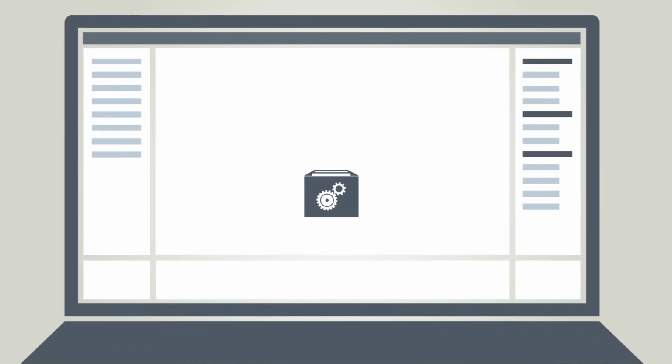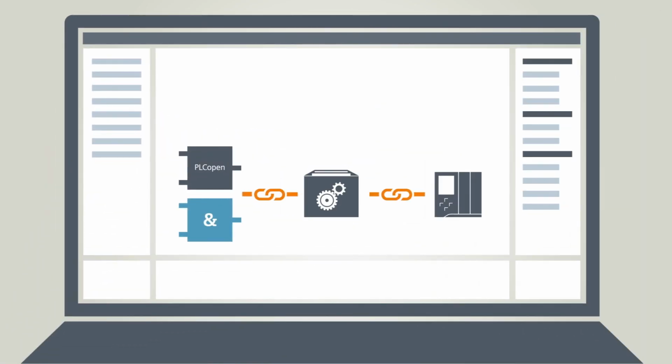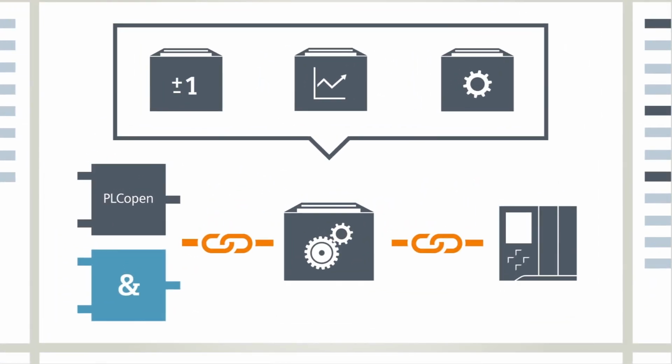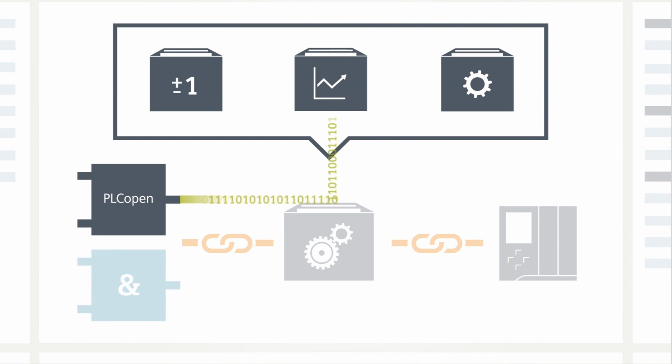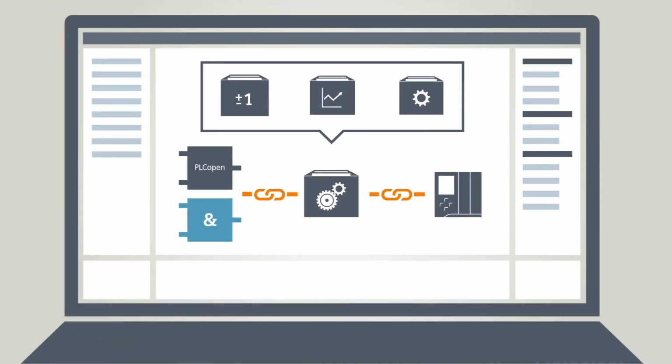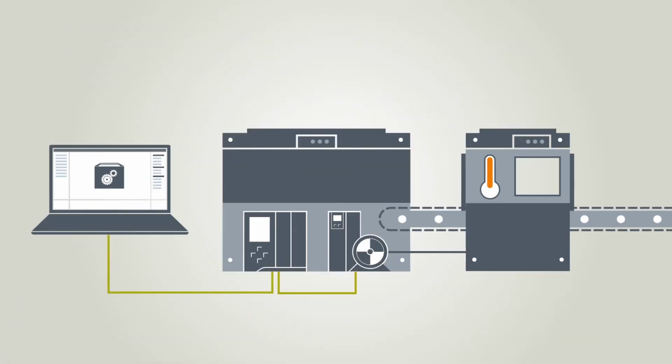These technology objects form the interface between the hardware and the user program and are available for counting and measuring, PID control and motion control. The technology objects are controlled in the user program via the corresponding commands, for example, the standardized PLC open blocks. The TIA portal guides you through configuring, commissioning and programming.